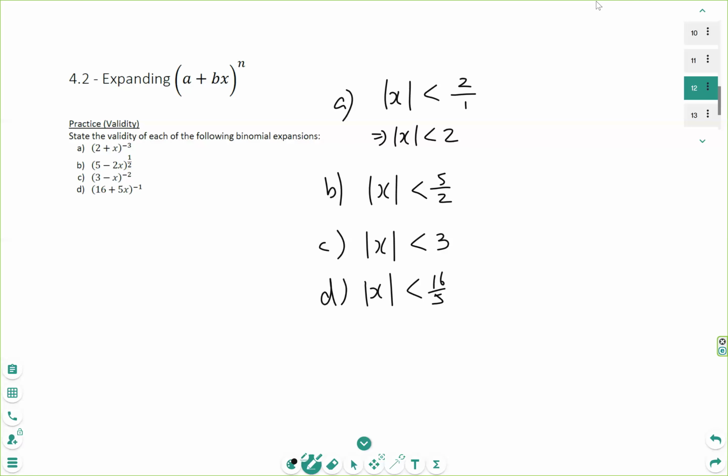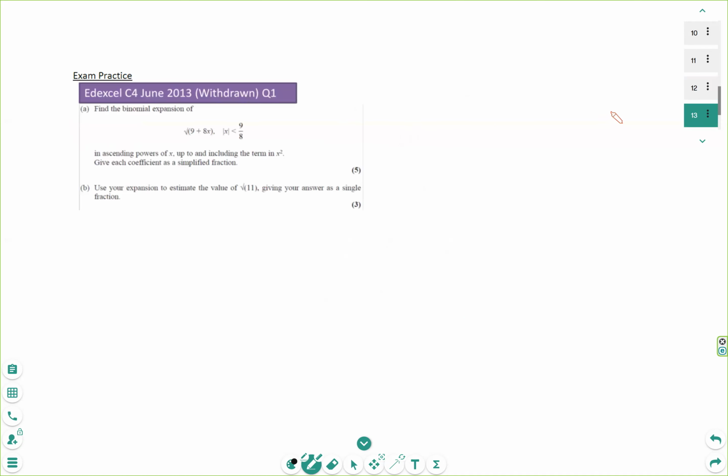Here are the answers for B, C, and D. So it's the number in the front over the coefficient. Now page 13, question 1 is a past paper question. It's an 8-mark question. Pause the video and have a go at the question. When you're ready for the answer, you can press play.